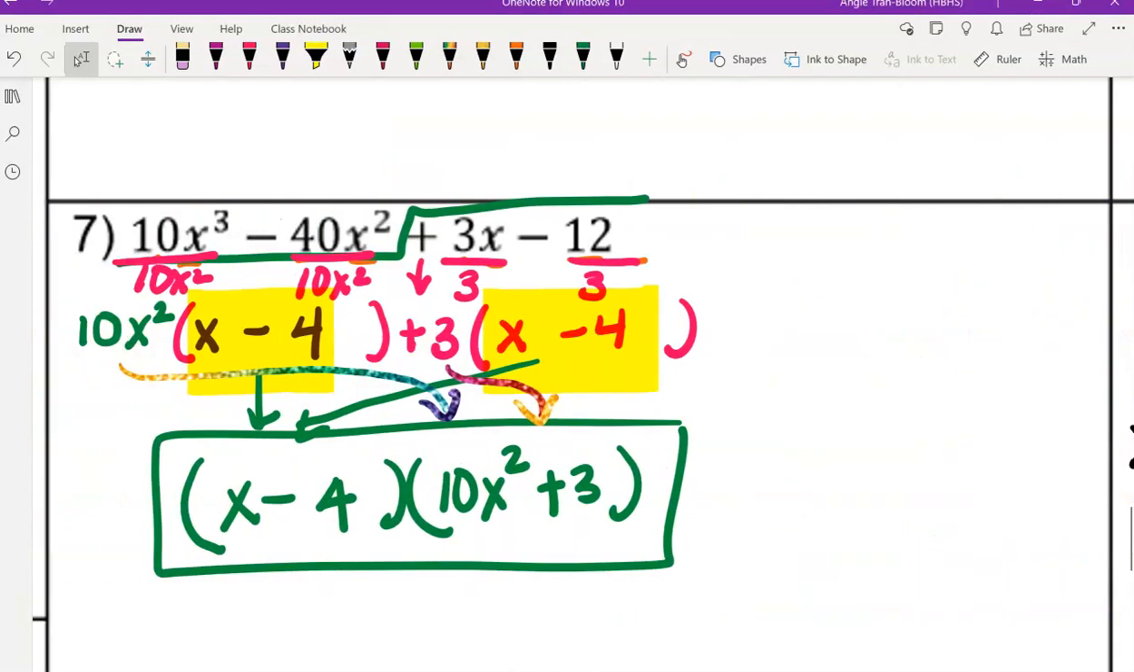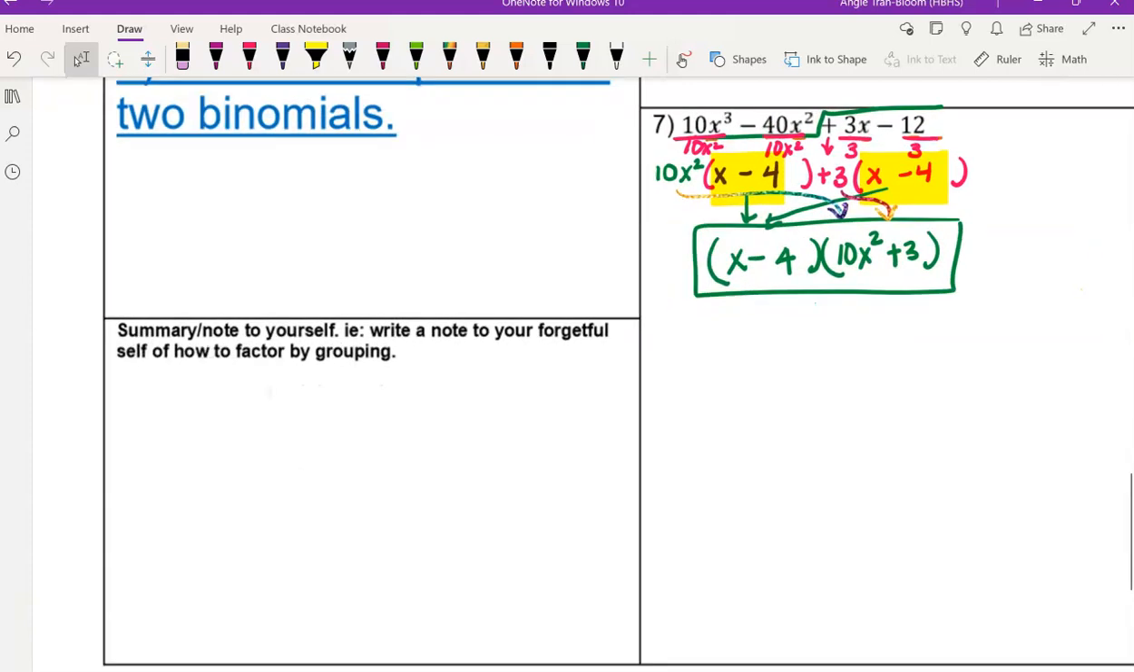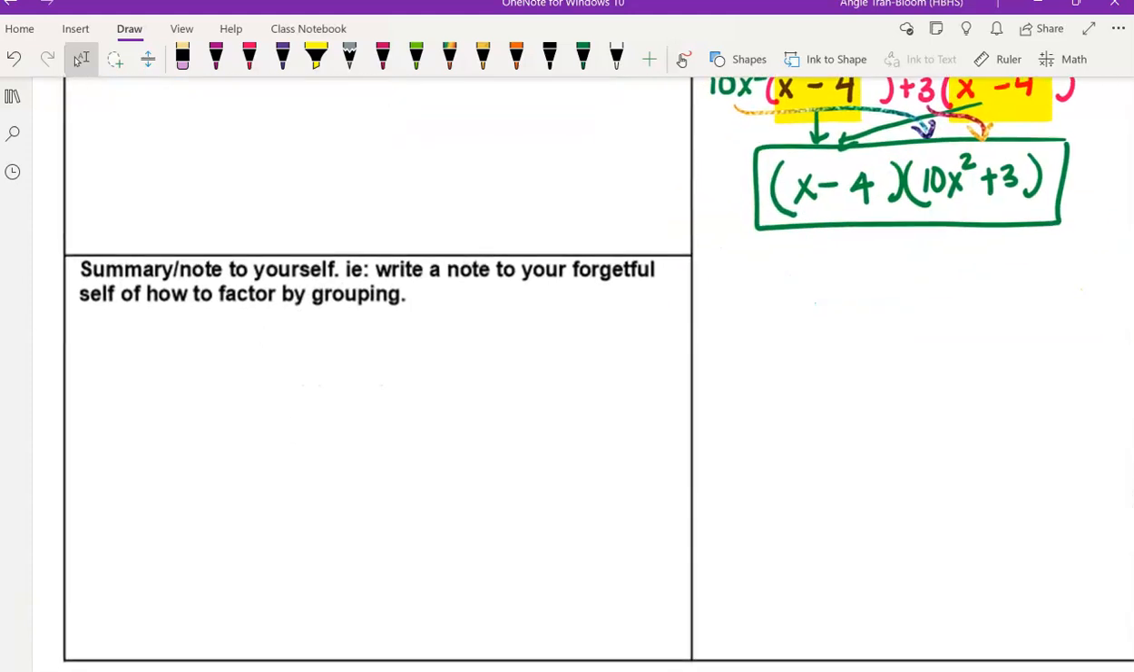Okay, so that's all of our examples, but students, here's a little box down here that I would like for you to write to yourself, you know, how to factor by grouping, like sort of bullets if you want, or write a question to yourself, something that you didn't understand so you can ask me in class.